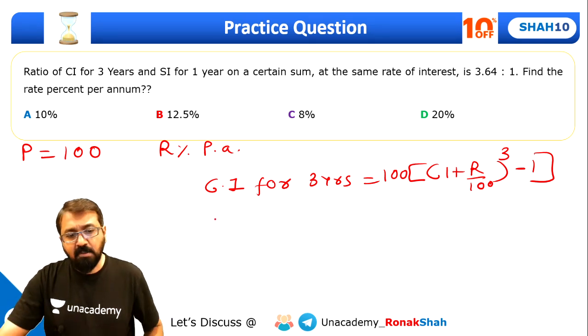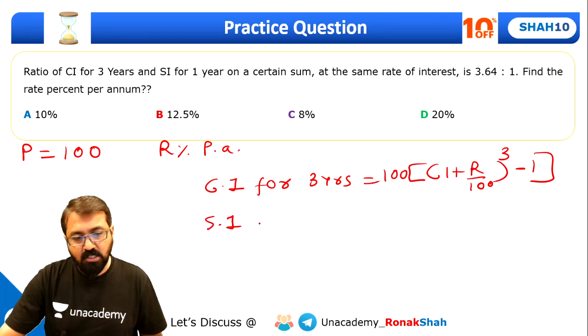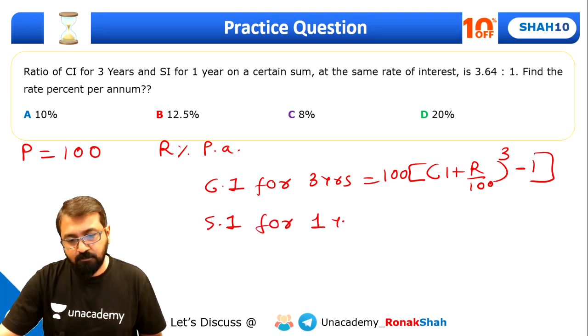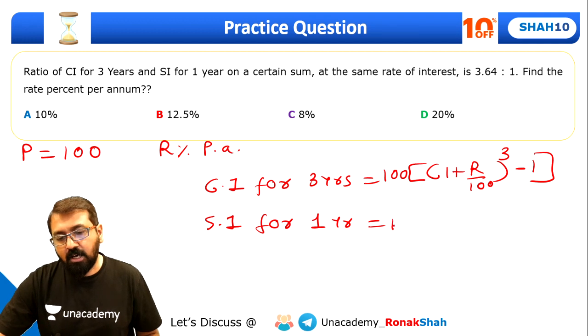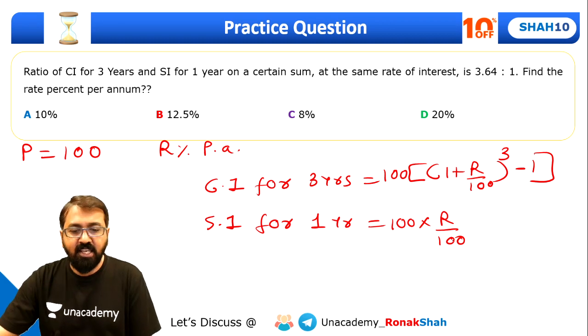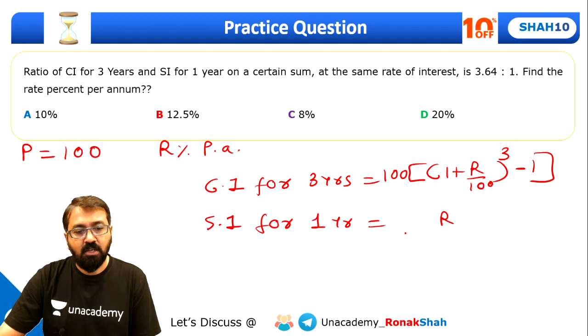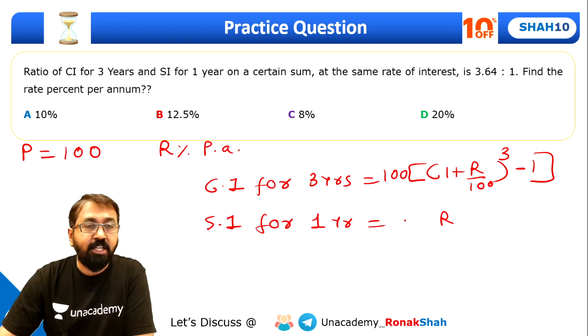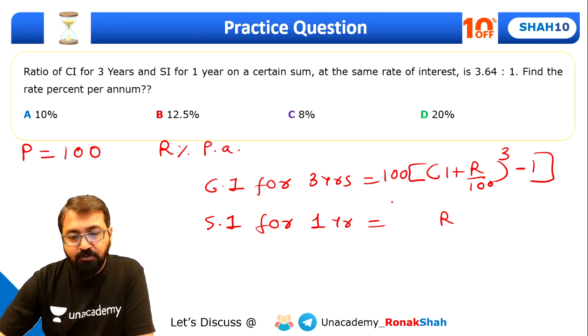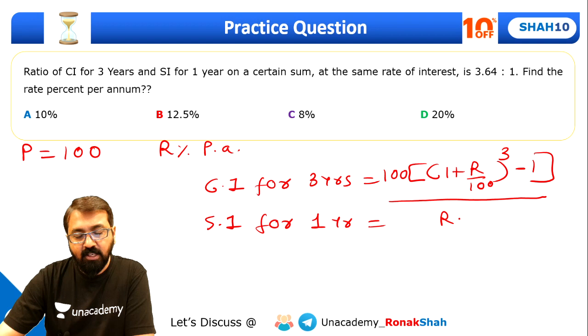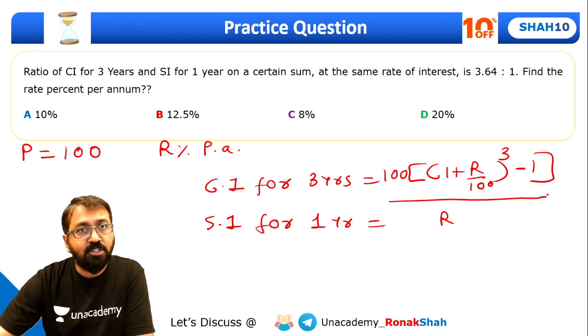Similarly, simple interest for 1 year will be nothing but 100 into R upon 100, right? So you can straight away say it is going to be R rupees. Are you all clear with this? Simple interest for the first year will be R rupees. So now we are given this ratio, and we are given this ratio as 3.64:1.